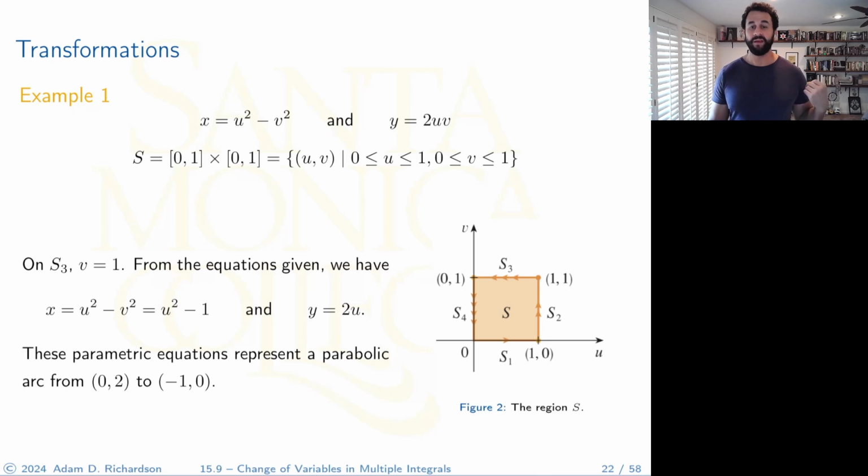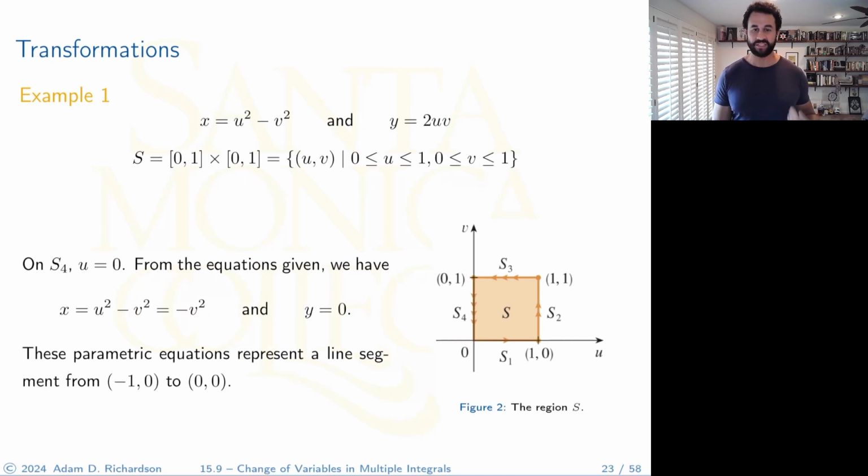All right. Lastly, what happens to S4? On S4, u is equal to 0. So when we set u equal to 0, we get x is equal to negative v squared, and y is equal to 0. So S4 gets mapped to a line segment going from negative 1 to 0, like so. Okay?